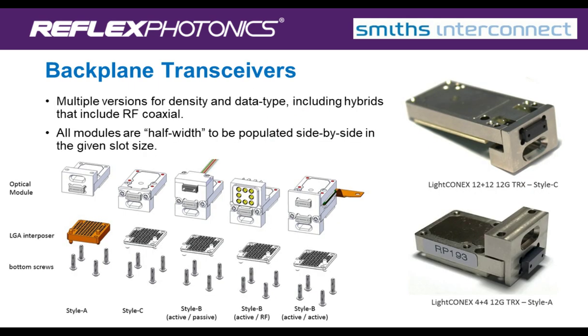These are backplane transceiver examples. The photographs on the right are actually the style A and the style C. They are transceivers that, at this point, require an electrical connector to mount them to the board solidly. And then there are a few others that involve hybrids of optical, RF optical, and active optical. These are still being developed, but everyone seems to be very keen on these solutions.